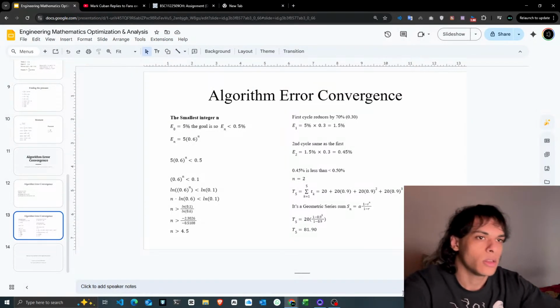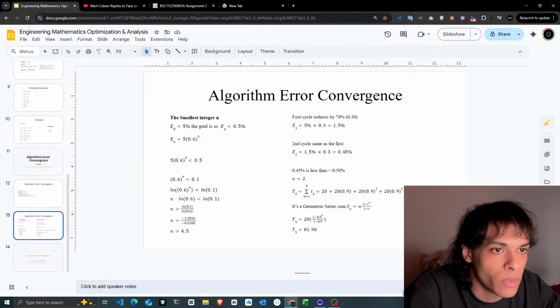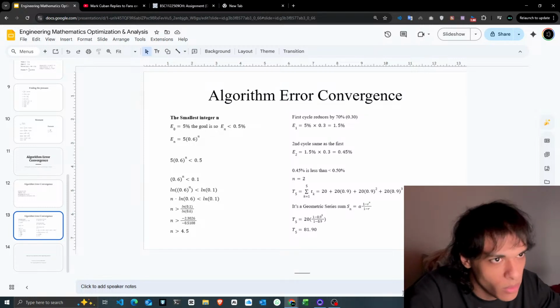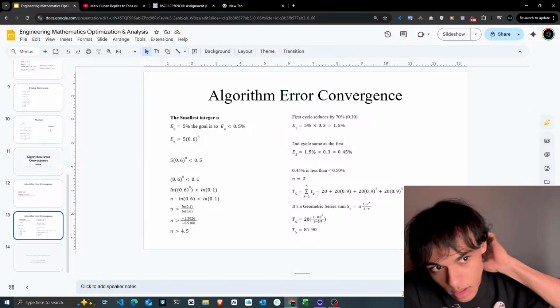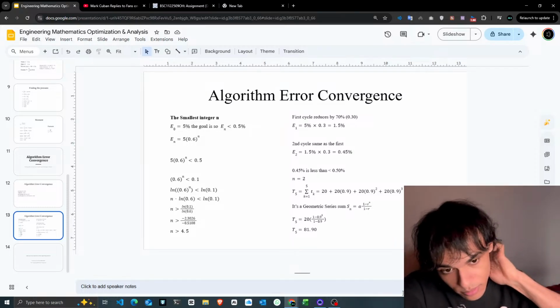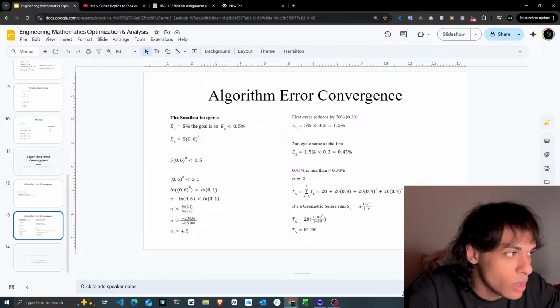So let me see if I can make sense of this. So firstly, we have the initial error of 5%. The goal is to reach 0.5%, or less than 0.5% error.